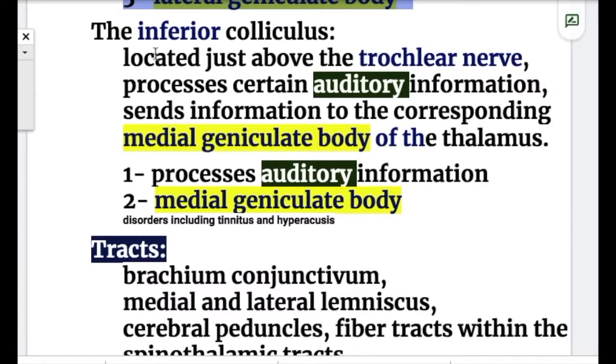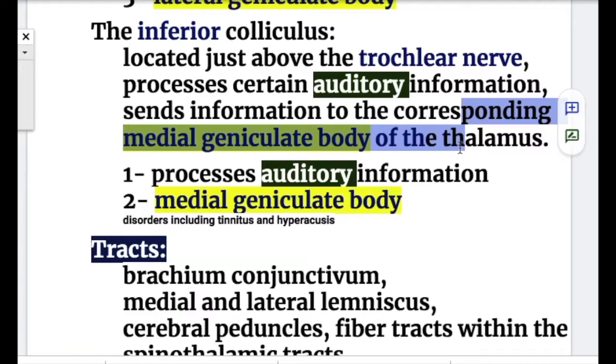Now the inferior colliculus: it's located just above the trochlear nerve, and it processes certain auditory information and sends information to the corresponding medial geniculate body of the thalamus. So I summarize: the inferior colliculus processes auditory information and is connected to the medial geniculate body of the thalamus, and its disorder causes tinnitus and hyperacusis.